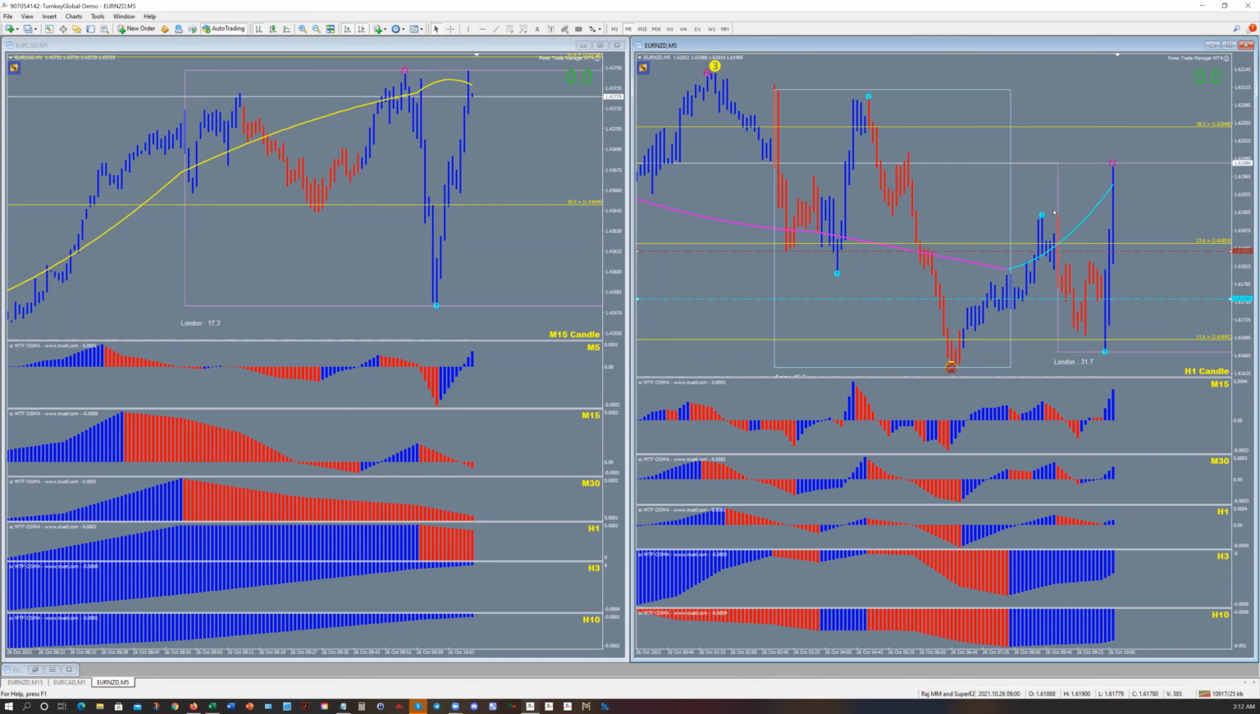If this broke structure, right? Went above this, it's going to come back and test this structure. Created an order block right here. It's going to come back over here and test it.